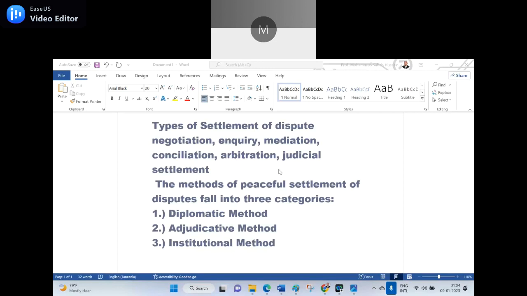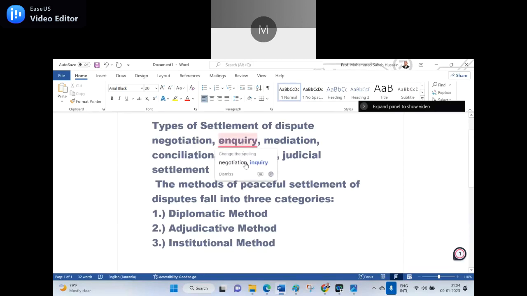SLW-646, if I have not been mistaken. Read what I typed and posted on the screen. Types of settlement of dispute: negotiation, inquiry, mediation, conciliation, arbitration, judicial settlement. The methods of peaceful settlement of disputes fall into three categories. First one, diplomatic method. Second, adjudicative method. And the third one, institutional method.